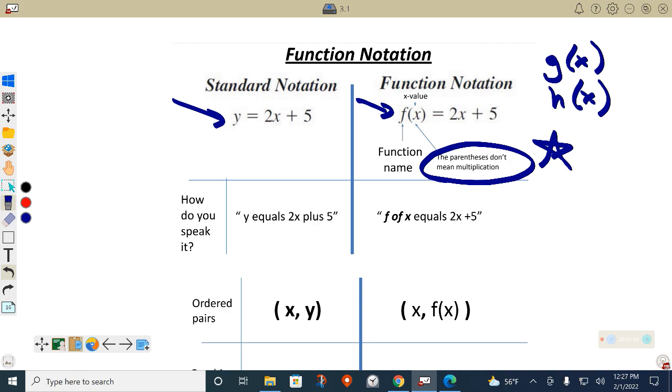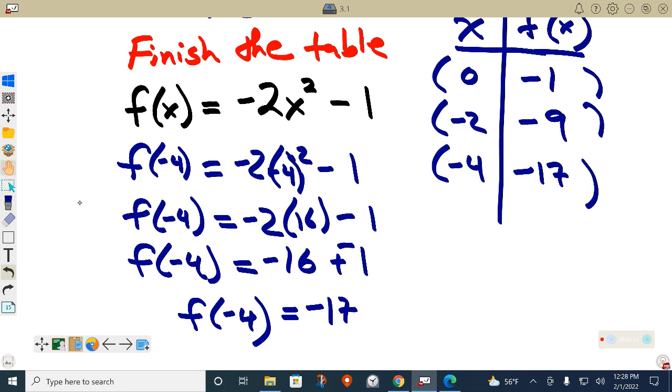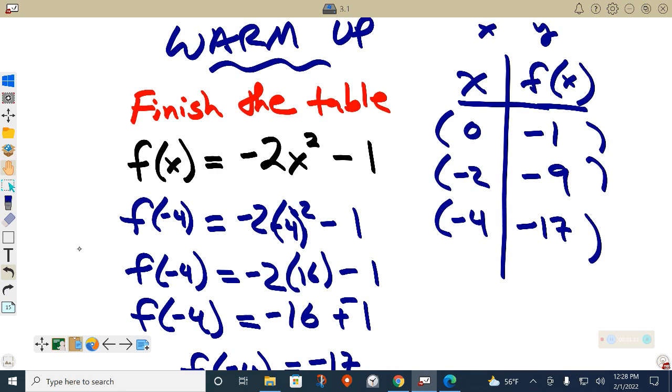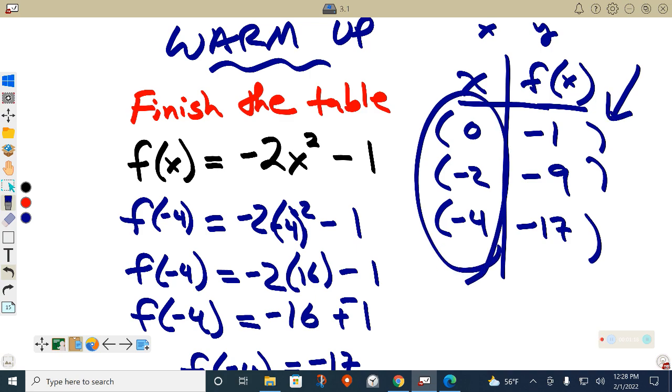It means a function of x, because x is the independent variable. Everything depends on what x is. Think of warm-up. Everything here depended on what x was.